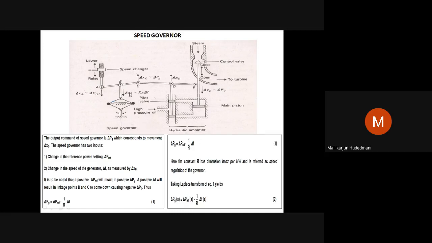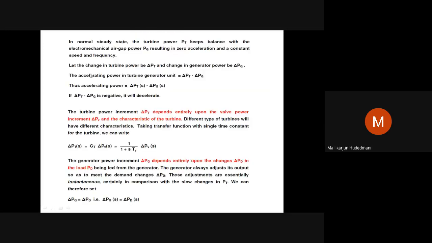So I am speaking about how this governor comes into the picture. We'll see this in the next chapter carefully once again. There are two cases to see: the change in turbine power, PT, the mechanical input to the turbine, and the change in the generator output, PG.